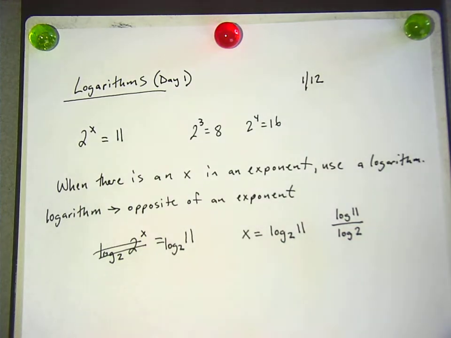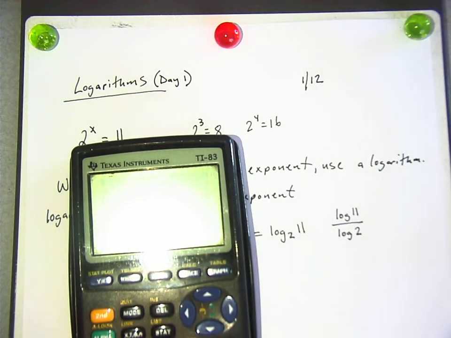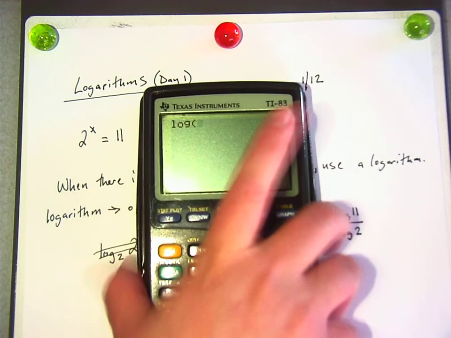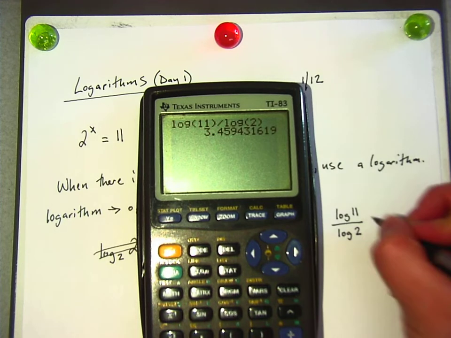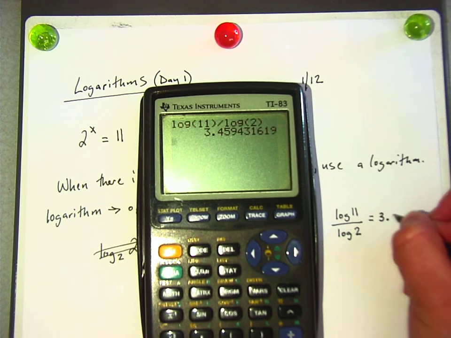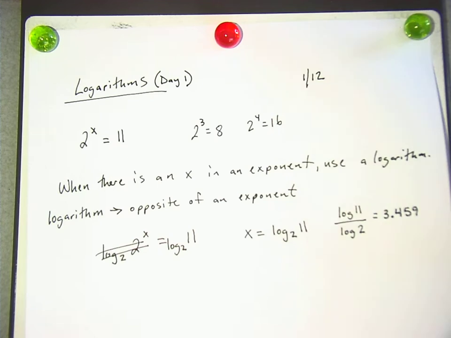What is the automatic base in your calculator? 10, because we've got 10 fingers and toes. We count in base 10. So everybody in your calculator right now, you're going to hit the log key. Log is to the left of 7. You're going to type in log 11 divided by log 2. And we got 3.459 approximately.